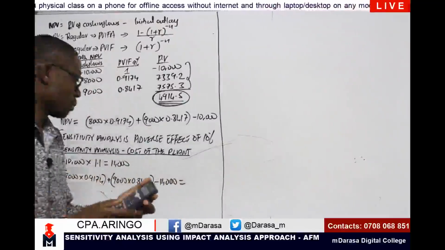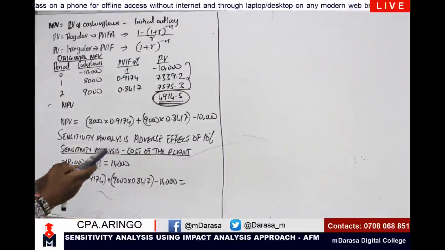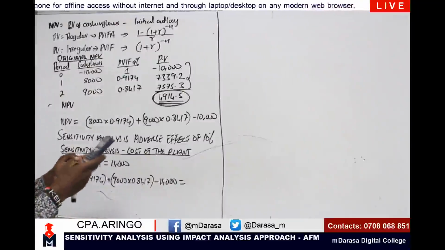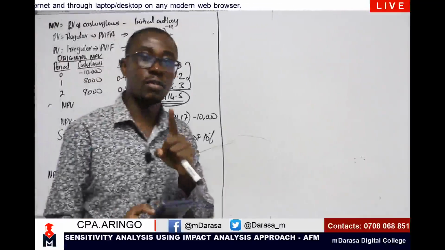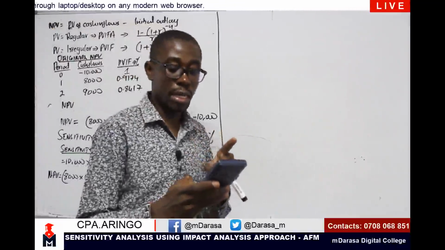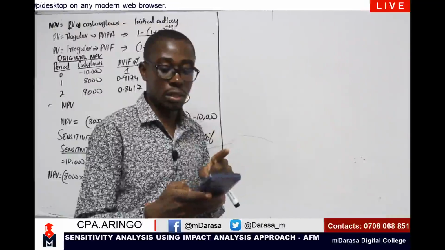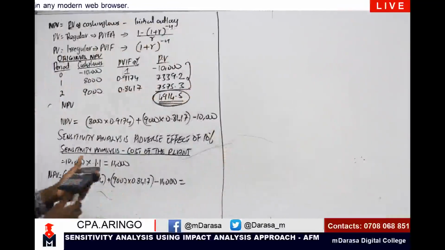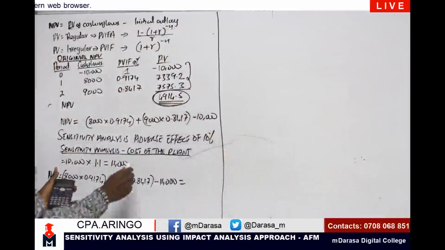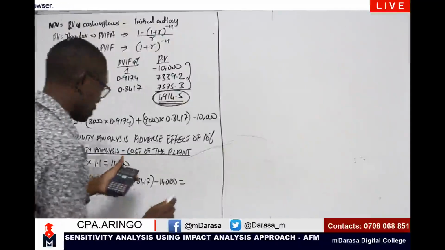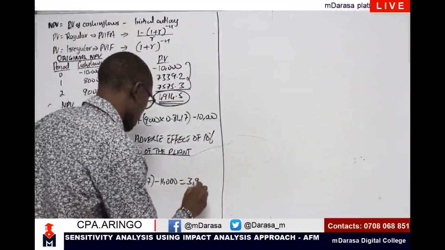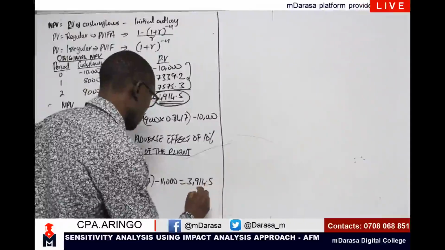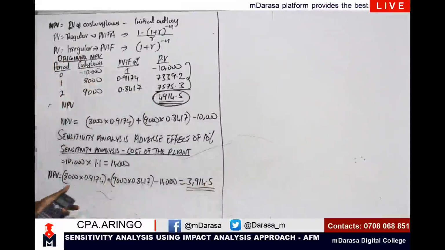Our new NPV, this should give us 7339.2 plus 7575.3. I'm just taking these values because they are constant, they have not changed. Then I deduct now 11,000. So if our cost is adversely affected by 10%, our new NPV will be 3,914.5.